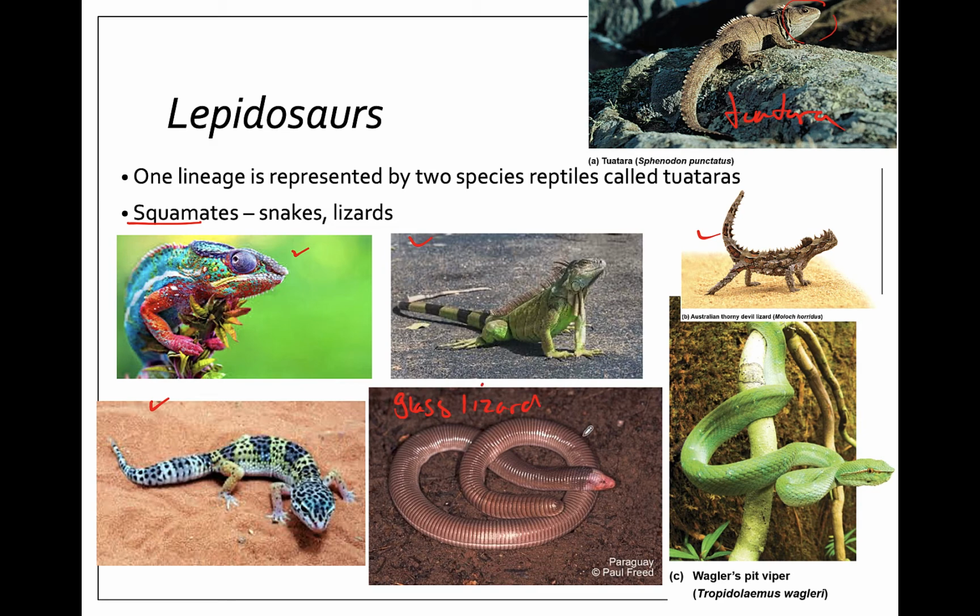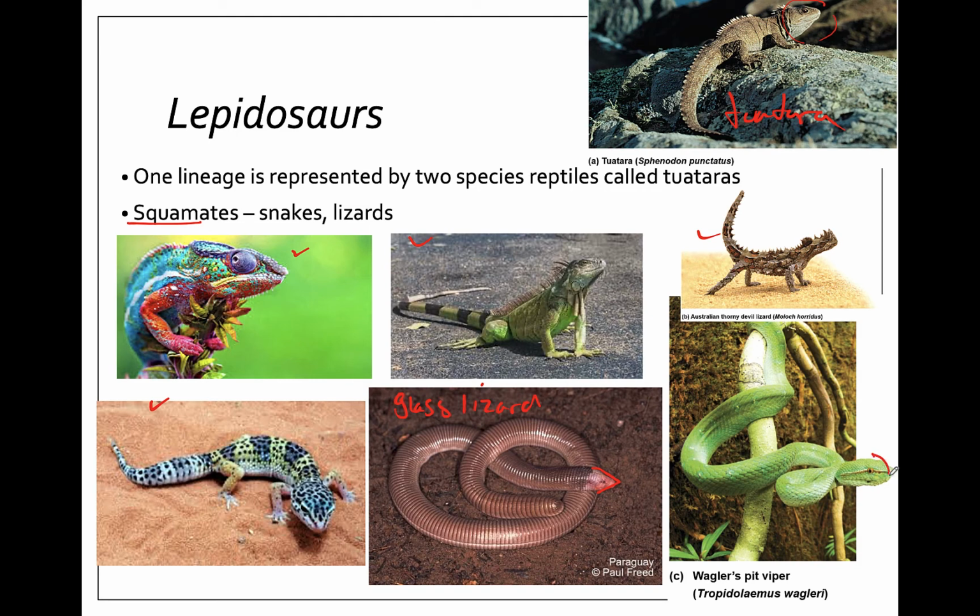So this is a legless lizard. The head shape is very lizard-like. It also is going to have eyelids. Snakes don't have eyelids. And so these are lizards that have lost their legs, and they are not snakes.